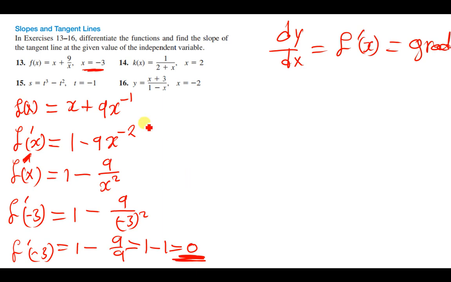Let's move on to the next one. The next one is 14. I'm going to do 14 and probably even 16. Then for 15, I will leave that one for you as well.